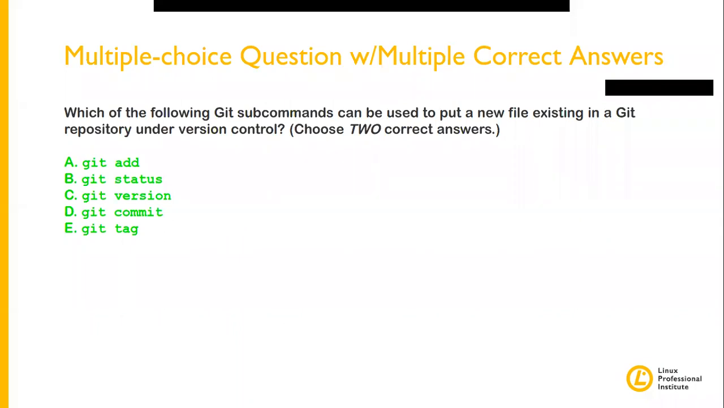All right, here's a multiple choice question with multiple correct answers. Which of the following Git subcommands can be used to add a new file existing in a Git repository under version control? Choose two correct answers. So there's more than one way to do that. So pick out the two answers that are correct.